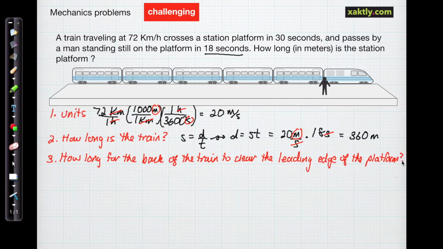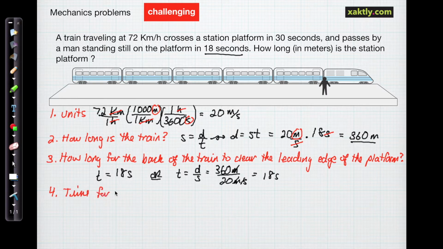Well, it turns out that that was actually given to us. It's really just 18 seconds. That's how long it takes for the whole train to go by. We didn't really need to calculate the length of the train, but we could calculate that time from our length. It's sort of just reversing that calculation. Distance over speed is 360 meters over 20 meters per second, which gives us back our 18 seconds.